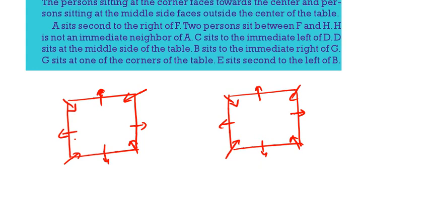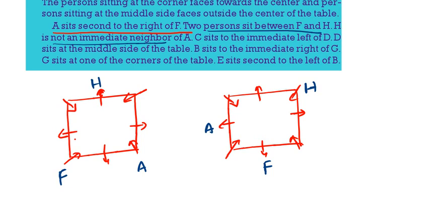Now A is sitting second to the right of F. So write down F. A is sitting second to the right of F, that means A is sitting second to the left of F. 2 persons are there between F and H. Here I am taking to the left side; in the other case, you take H to the right side. And H is not the neighbor of A. In both cases H is not the neighbor of A.